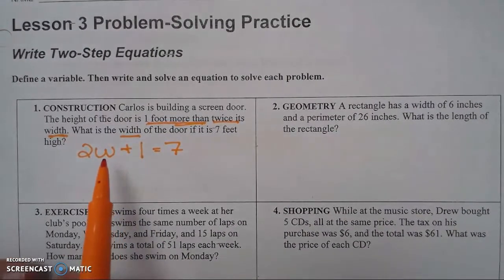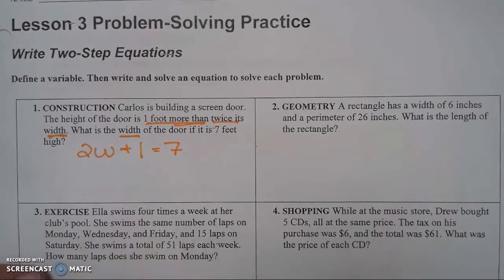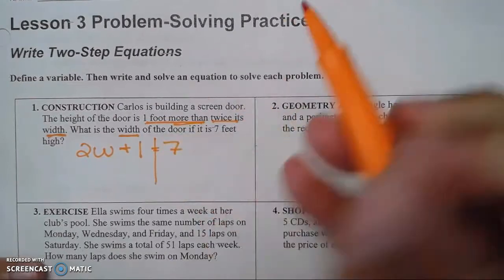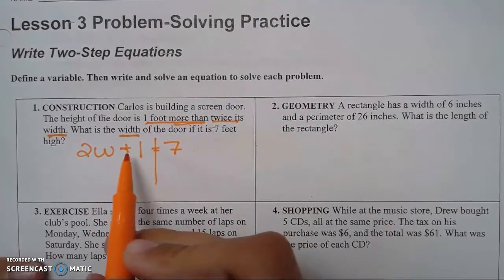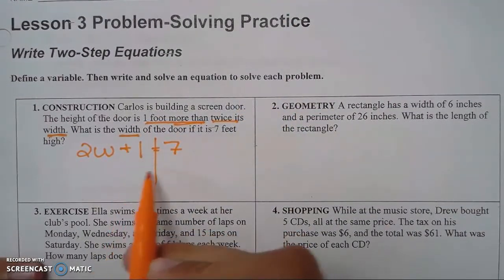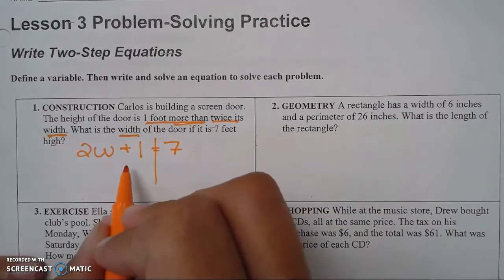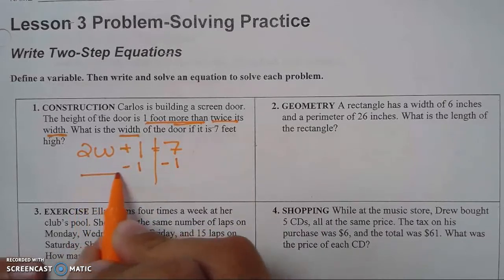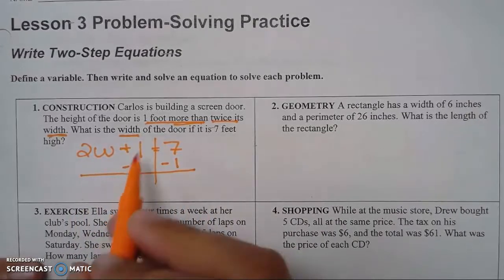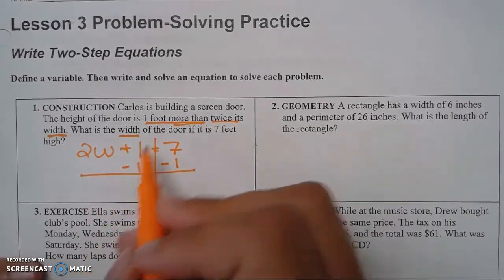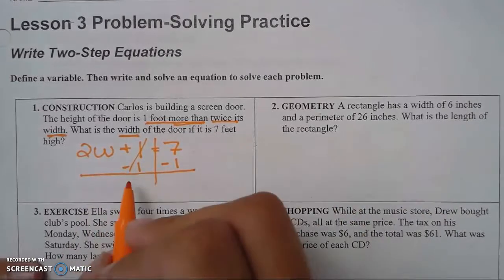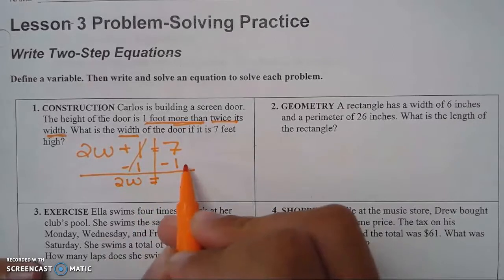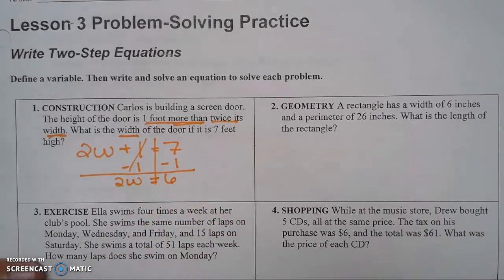Alright, so after you translated it, now you can just solve it like a normal two-step equation. So always start with addition, subtraction. So since we're adding 1 and we want to move it over to the other side, the opposite of adding 1 is to subtract 1. Your plus 1 minus 1 will cancel. You're just going to be left with 2W. And then 7 minus 1 is 6.